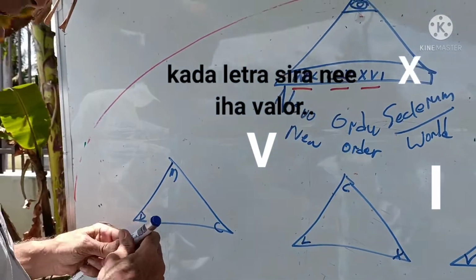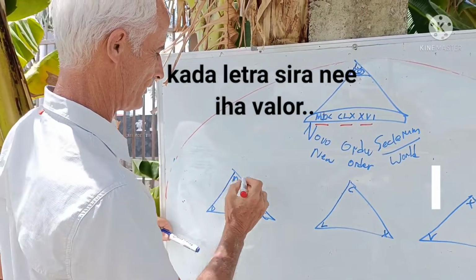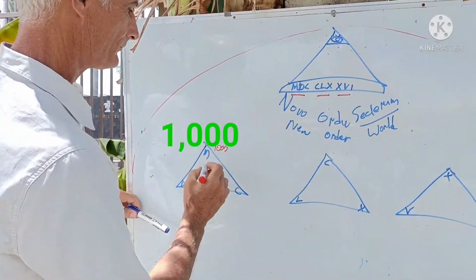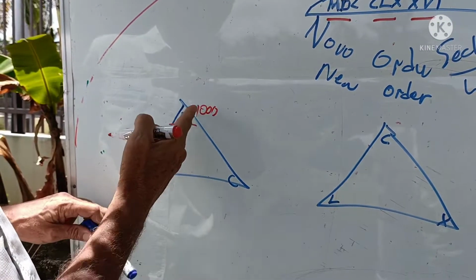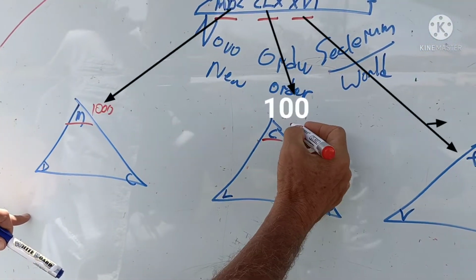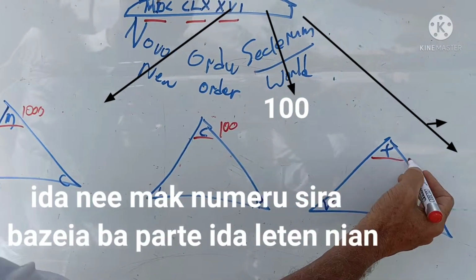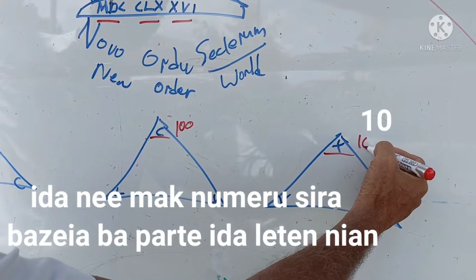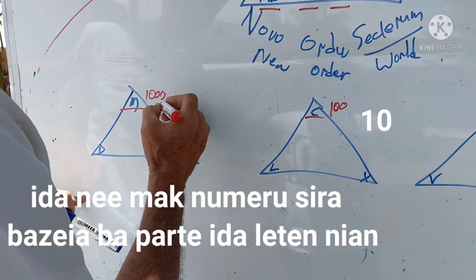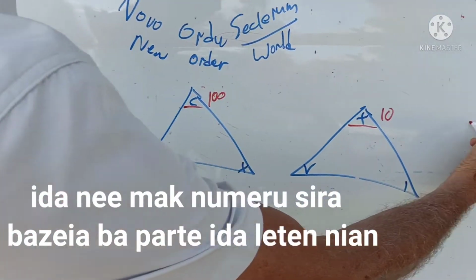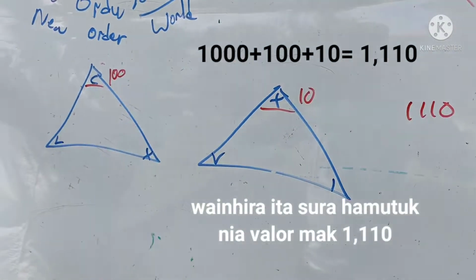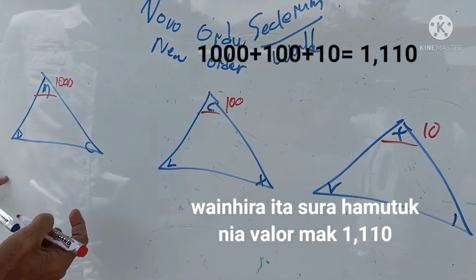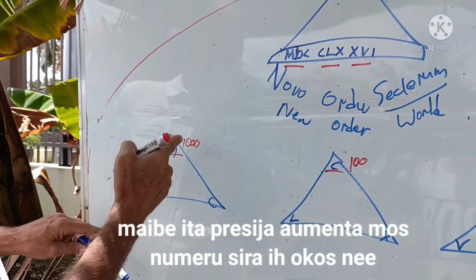Each one of these have value. The value of this one is 1,000. And that's the peak. That's the base of this triangle is 1,000. The base of this triangle is 100. The base of this one is 10. So these are all of the base numbers, which comes to a total of 1,110 if you add all of these together. But then you have to add the rest of these numbers.